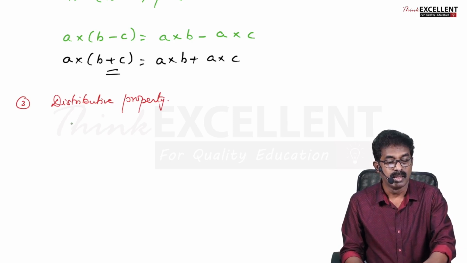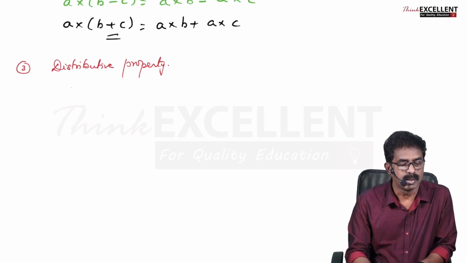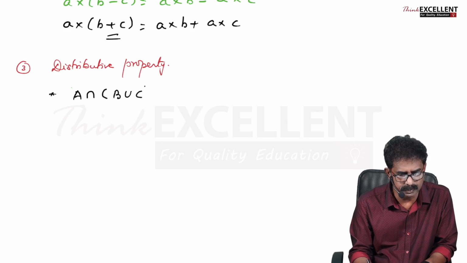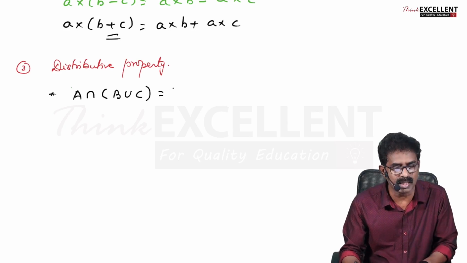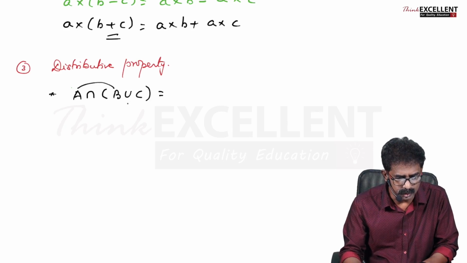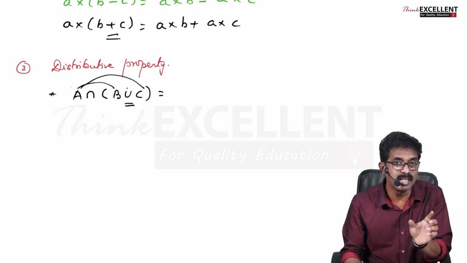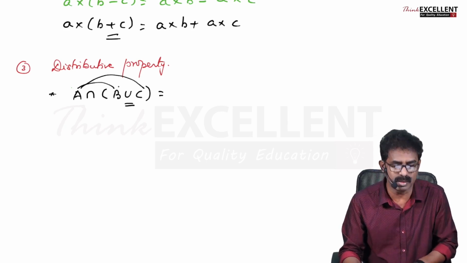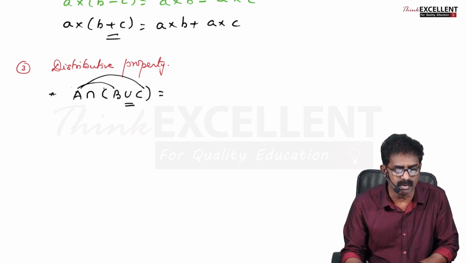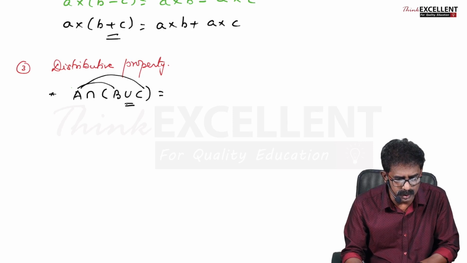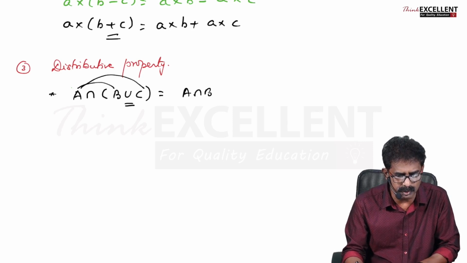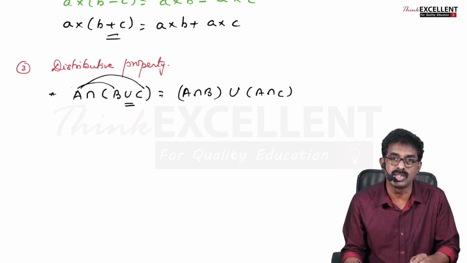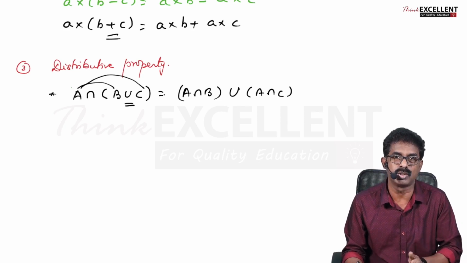In the same way, in sets also we have the distributive property. There are two properties here. The first one is A intersection B union C. You can write it as A intersection B union A intersection C. Just see the position. Sometimes the letters may change. Instead of A, B, C, they may give M, N, P, something like that. So A intersection B union C: first A intersection B, then union A intersection C. This we call intersection is distributive over union.